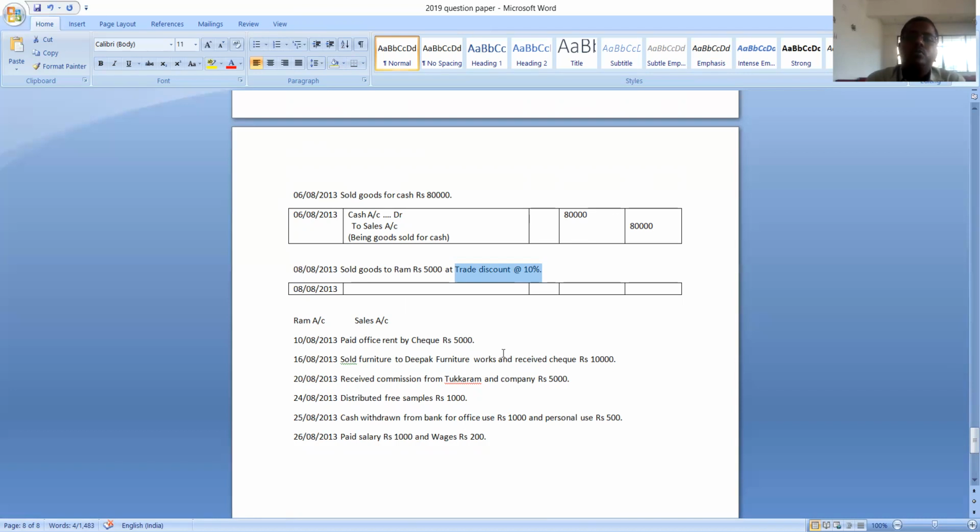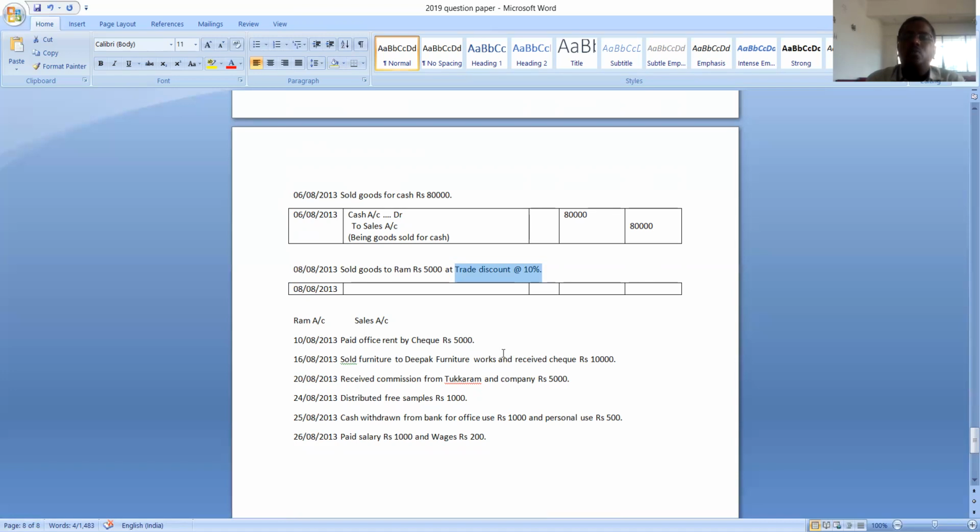There are two types of discount: cash discount and trade discount. Cash discount is a discount given by retailers or wholesalers to final customers. What is a trade discount? It is a discount given by the manufacturer to the wholesaler or retailer.